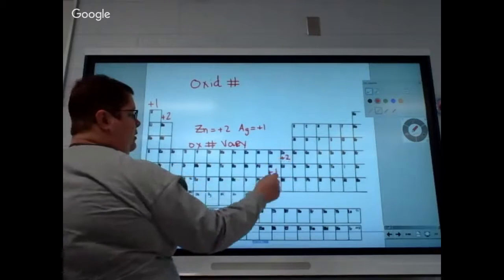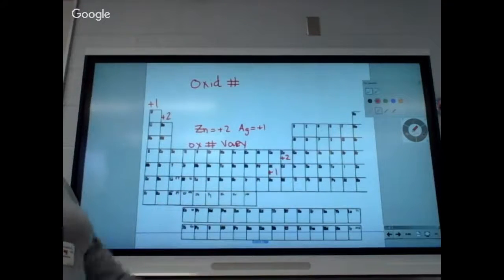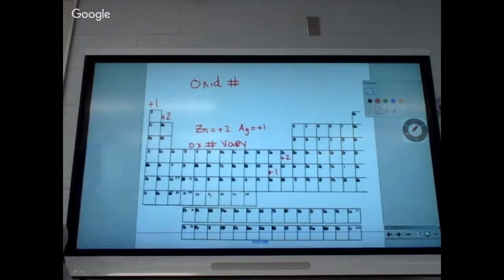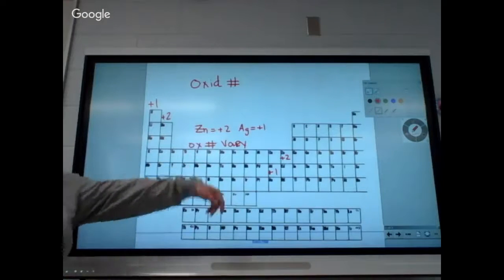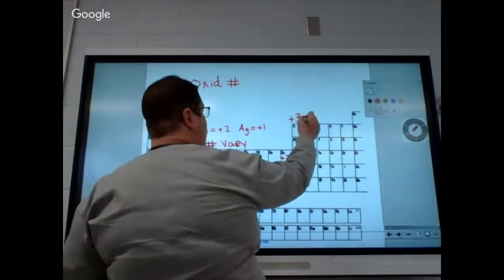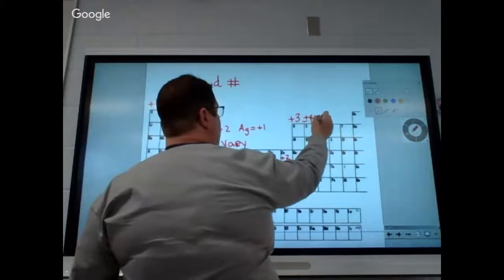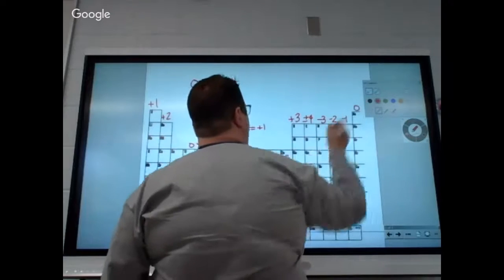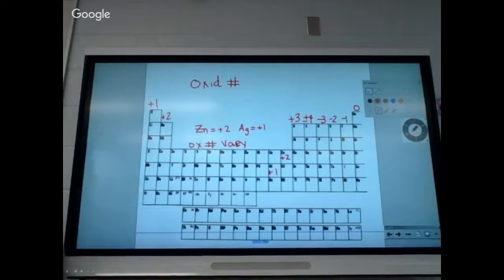Zinc is +2. Silver is +1. Okay, and I wrote them both there in case you couldn't see what they are. But the rest of them vary. So when we were doing naming, most of the elements that had to have a Roman number came from the transition elements. Okay, group 13 has a +3. 14 is ±4. Then we start down, -3, -2, -1, and then 0.